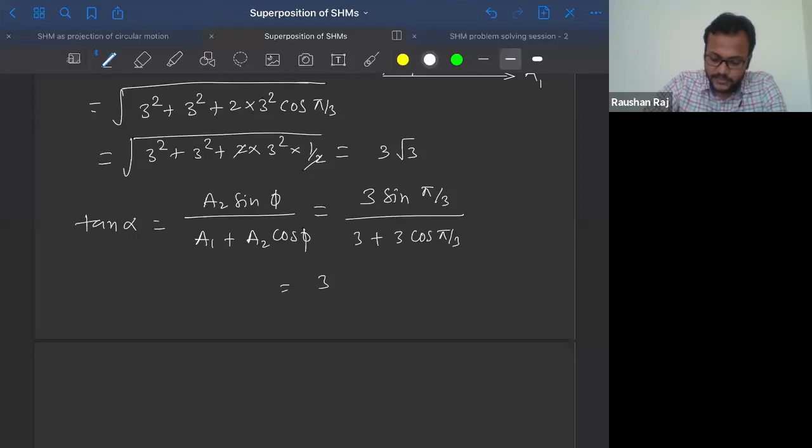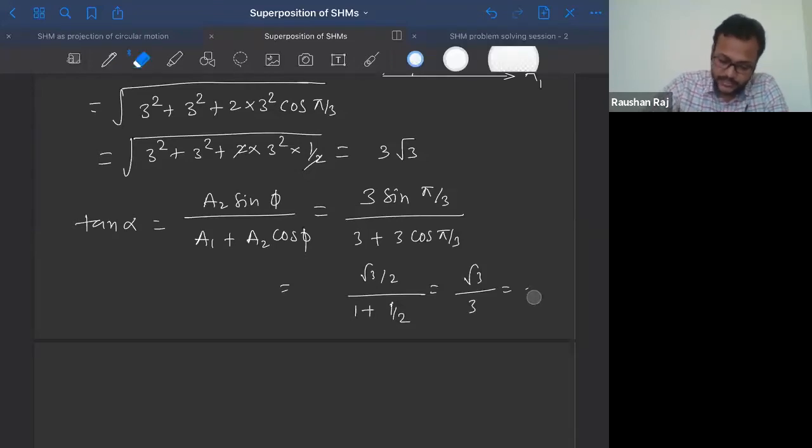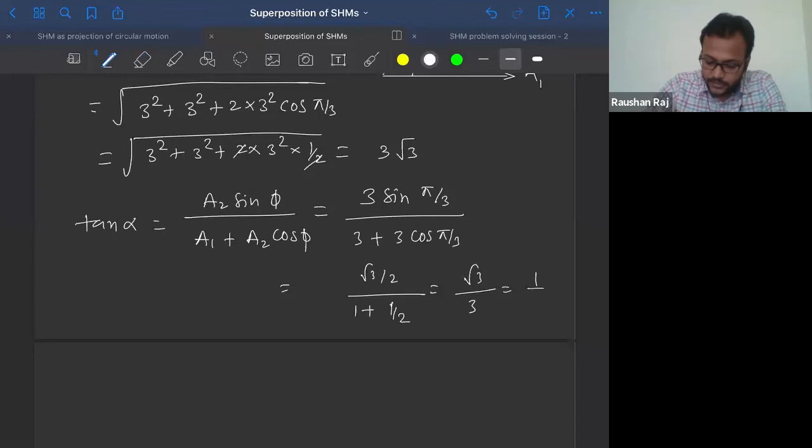3 into sine pi by 3 is root 3 by 2, divided by, I have taken 3 out, so 3 will get cancelled in the numerator and denominator as well, and I get 1 plus cos pi by 3, which is 1 by 2. So I'll be getting root 3 by 2 divided by 3 by 2, that means 1 by root 3. I'm getting a standard angle. Yes, correct. Thank you guys.